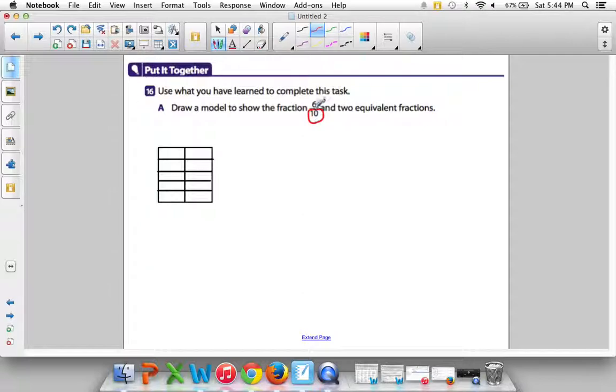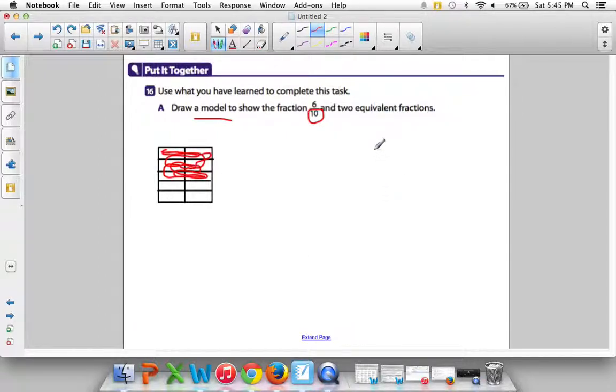But what about the numerator? Well, we're going to need a little something more for that. We're going to need to shade in 6 pieces to get 6/10. So we shade in 1, 2, 3, 4, 5, 6. All of that gets shaded in. And that is 6/10 as a model.